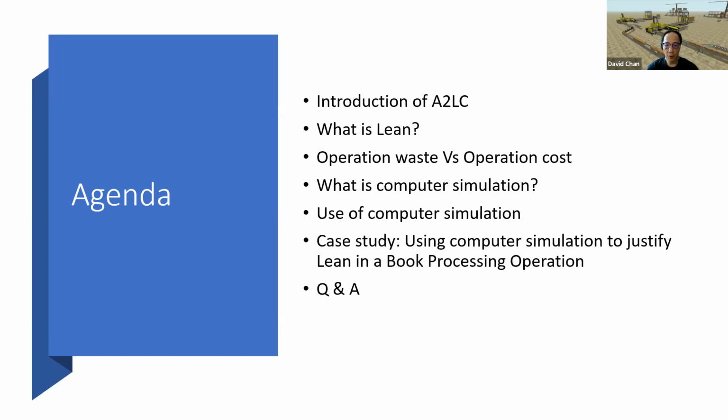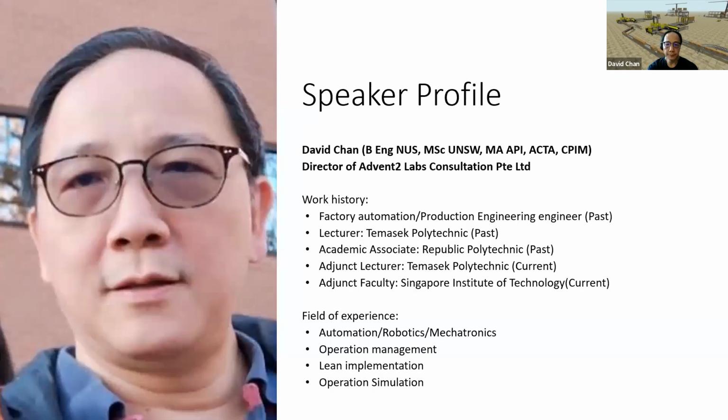Then subsequently, we will take a look at what computer simulation is, and the use of computer simulation. And finally, we will end the whole thing with a case study that uses computer simulation to justify Lean implementation in a book processing operation. And subsequently, we will have a Q&A.